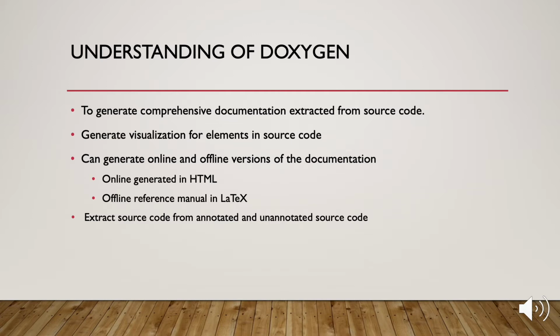Doxygen also has the ability to extract documentation from annotated and unannotated source code. When extracting from unannotated source code, the user uses an extract all tag in the configuration file. This will give the user the general idea of the structure as well as what the documentation would look like when using Doxygen. However, it would not be the complete documentation because the code is not annotated. So annotating the source code is recommended.